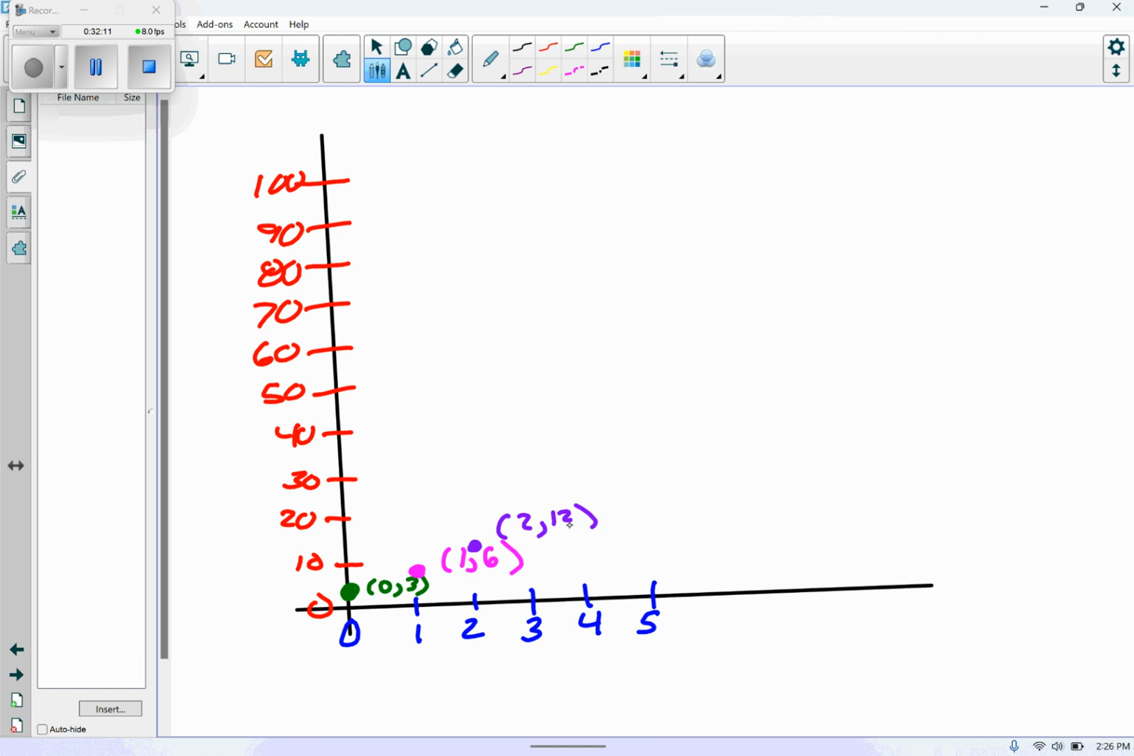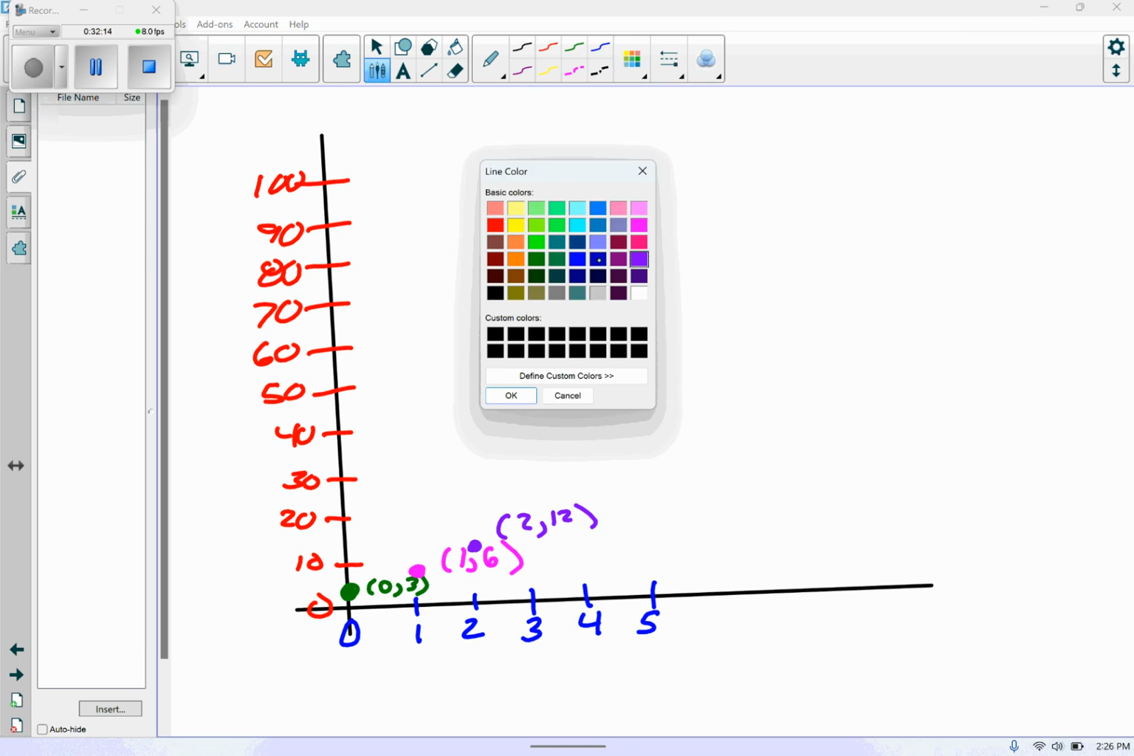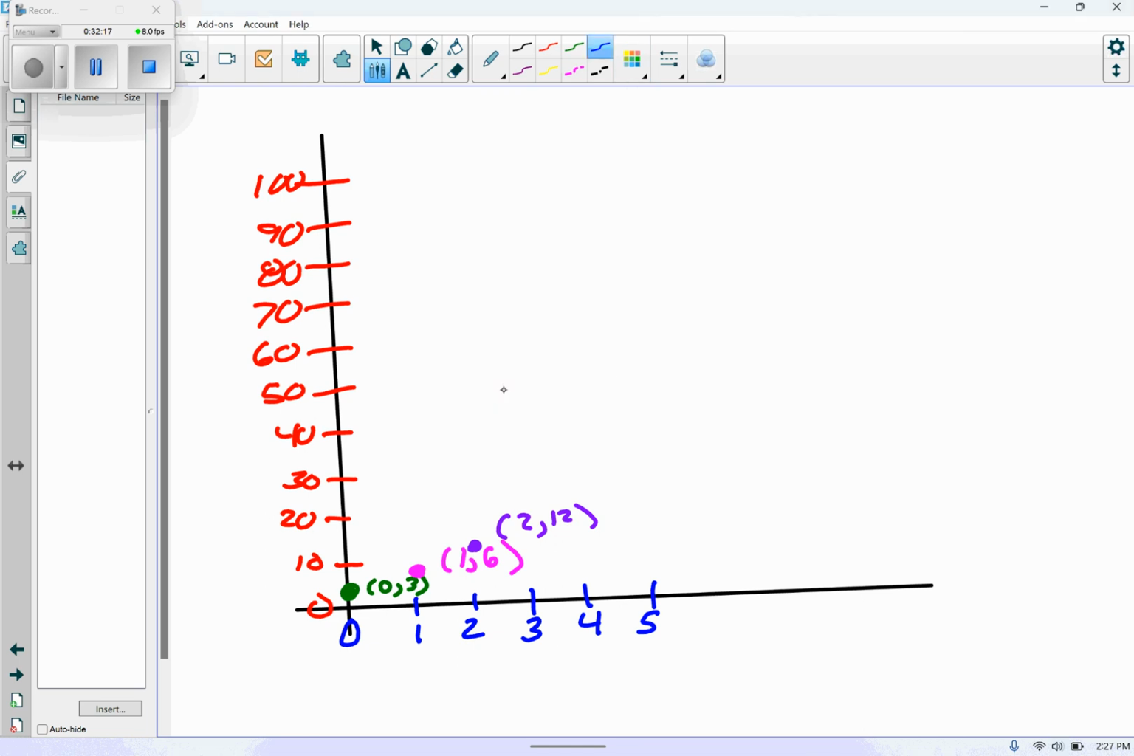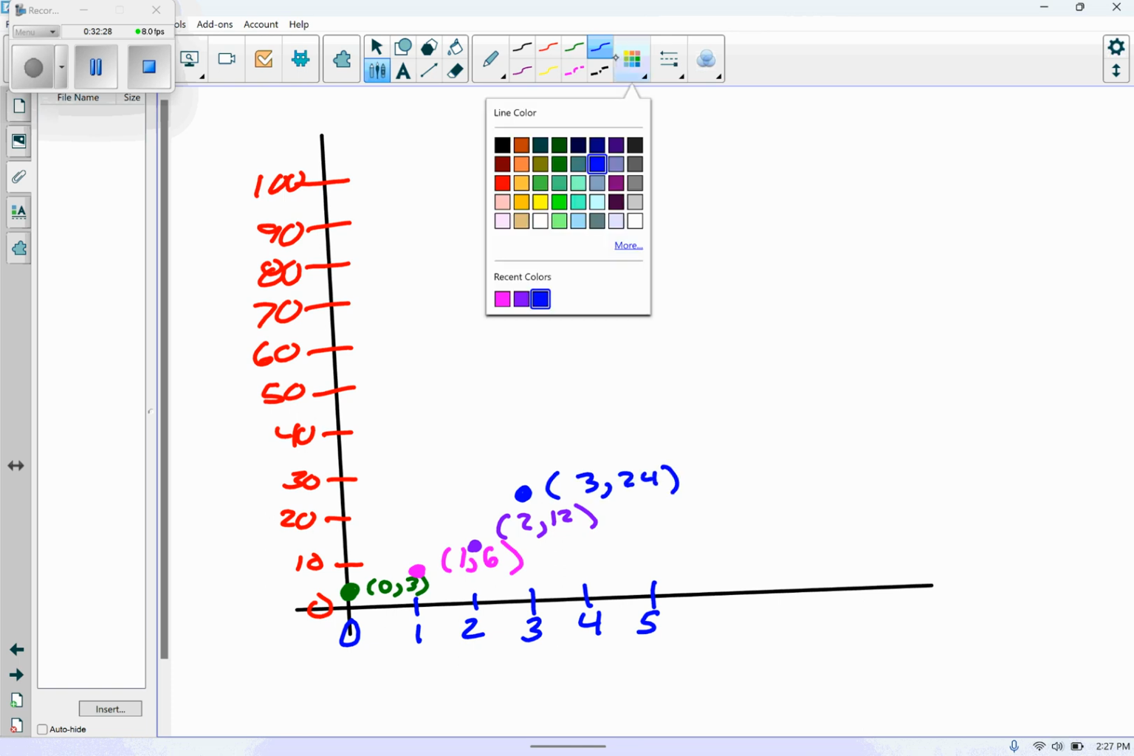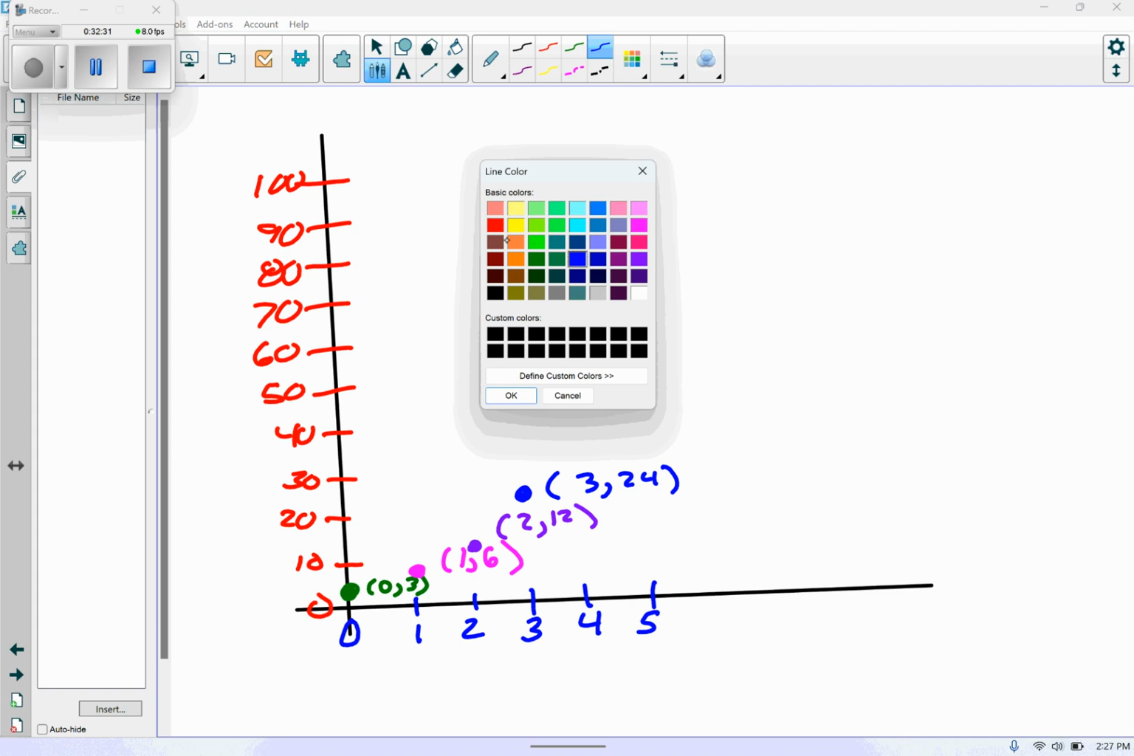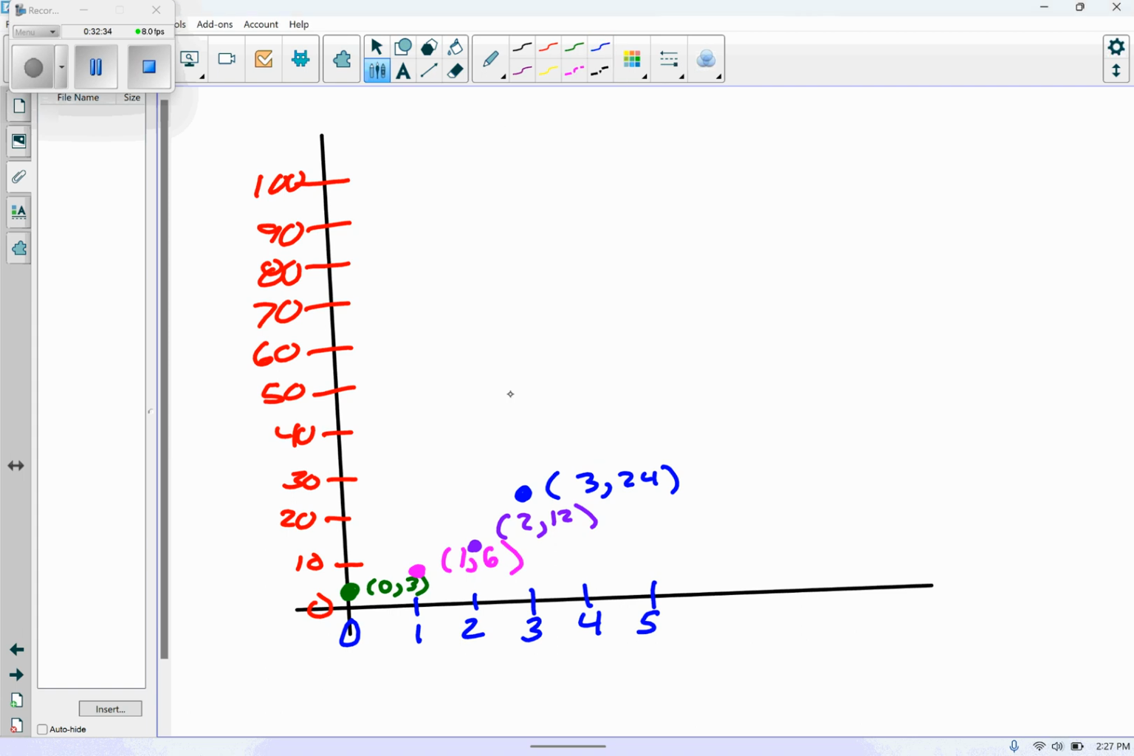And then 3, 24. I got more colors. This is a dynamic blue. All right. 3 what? 24. Let's go orange. 4 what? 48. And then 5 what? 96. All right.